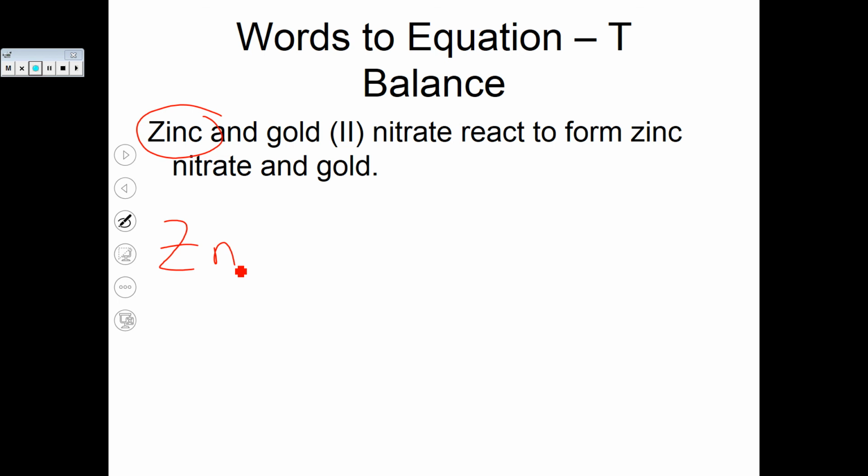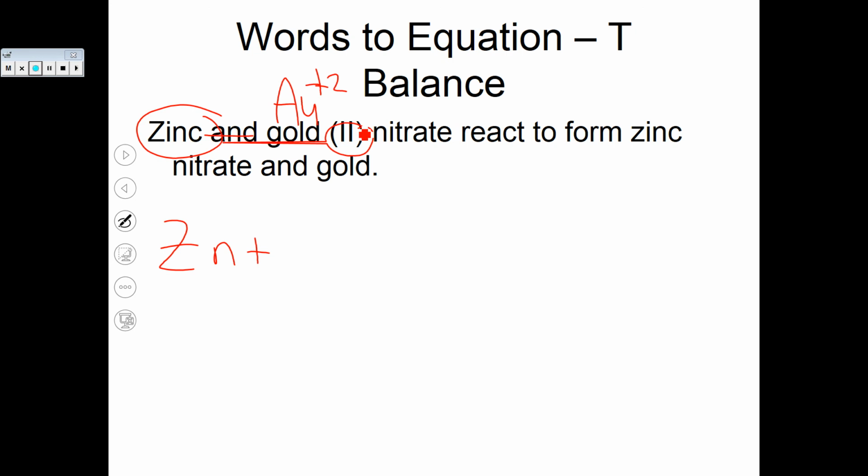Okay, don't put Zn's oxidation number. Zn is not bonded with anything. An oxidation number tells you what the charge is. When zinc is by itself, it has no charge, so it's 0. Okay, so then gold 2 nitrate is going to be Au plus 2. That plus 2 comes from the Roman numeral.